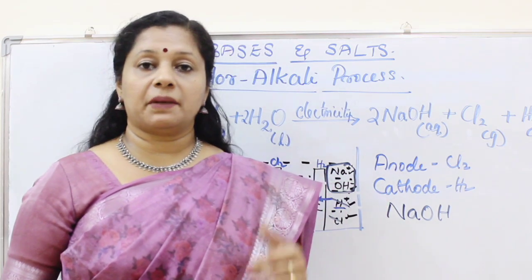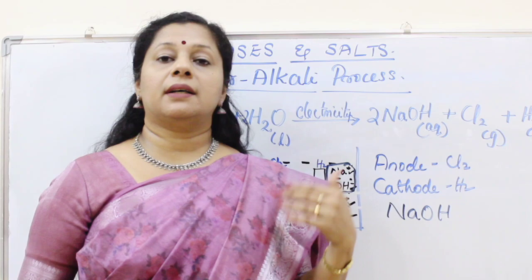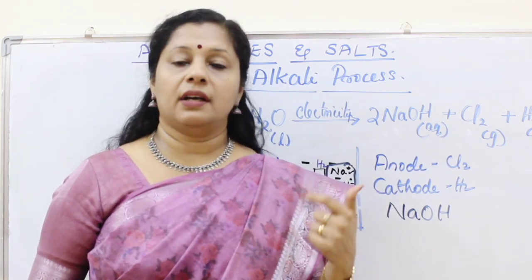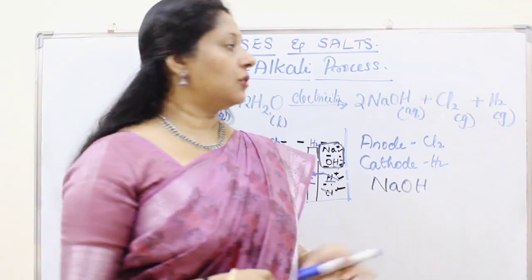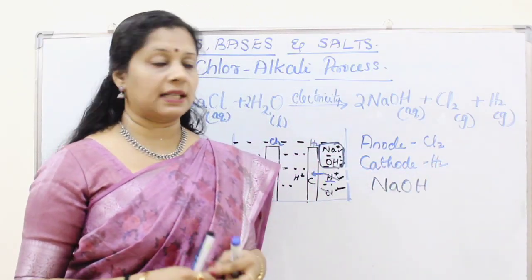What are the products we are obtaining? Sodium hydroxide, chlorine, hydrogen. And where are we obtaining them? Chlorine at the anode and hydrogen at the cathode. Now we will see the uses of each product that we are obtaining after the chlor-alkali process.